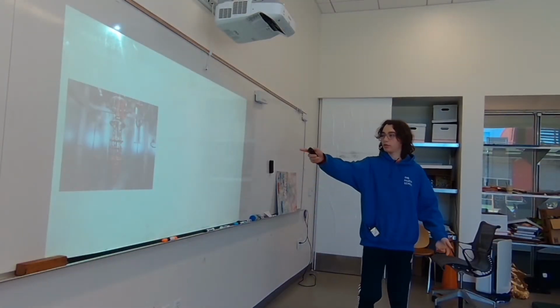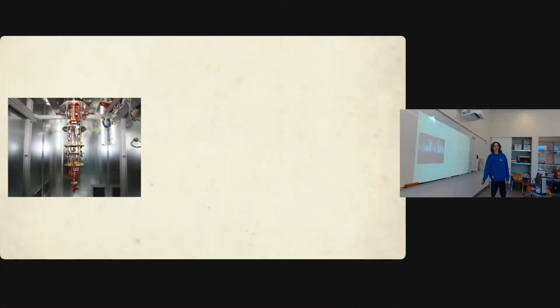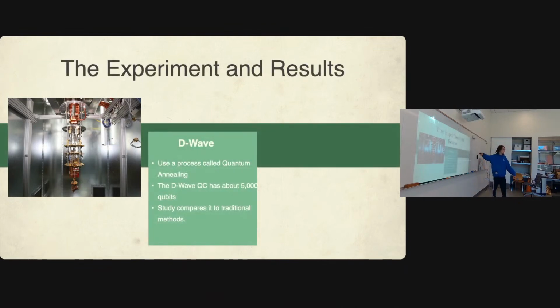So this is a photo of a quantum computer. This study used a company called D-Wave, which basically rents out quantum computing time. And they have a quantum computer with up to 5,000 qubits, which is pretty high for quantum computers today. For reference, a MacBook has 64 bits. So this study compares quantum computers from D-Wave to traditional methods of predicting RNA folds.